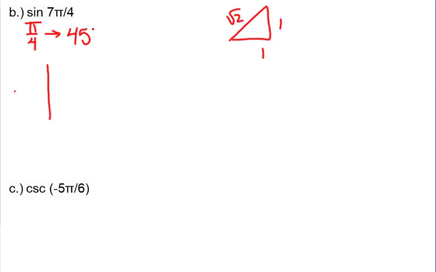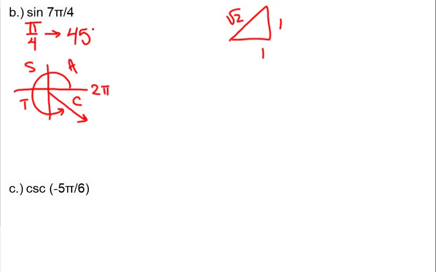If we want to think in terms of placement, well, 8 pi over 4 would have us at 2 pi. So that means we're going to be about 45 degrees less than 2 pi, so it might be somewhere in there. Again, we're going to use our All Students Take Calculus.